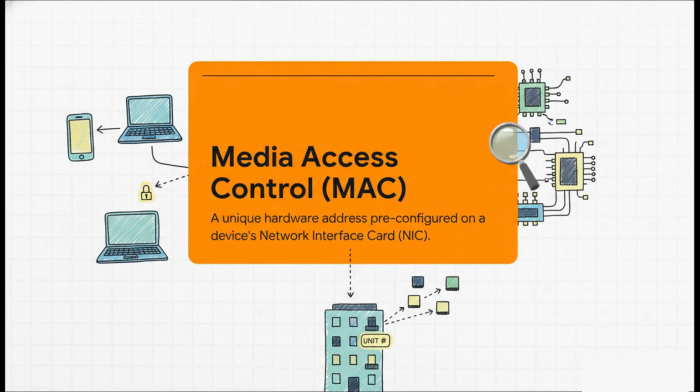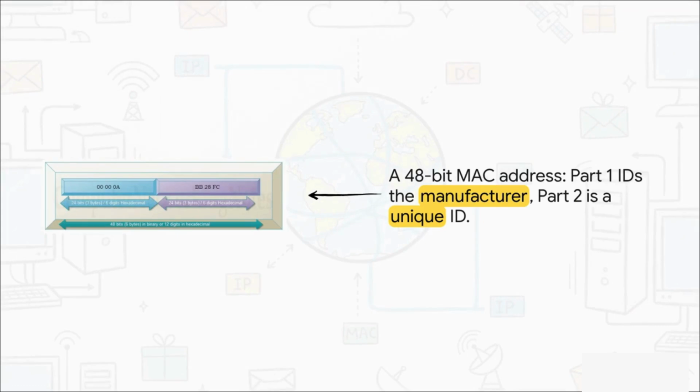It's a unique serial number that is literally burned into the network hardware of your device, your phone, your laptop, even your smart TV, the second it's made. It is the permanent, unchangeable apartment number for your device. And the way they're structured is actually pretty clever. The first half of the address tells you who made the hardware, like Apple, Samsung, or Intel. The second half is just a unique serial number that company assigned to it.